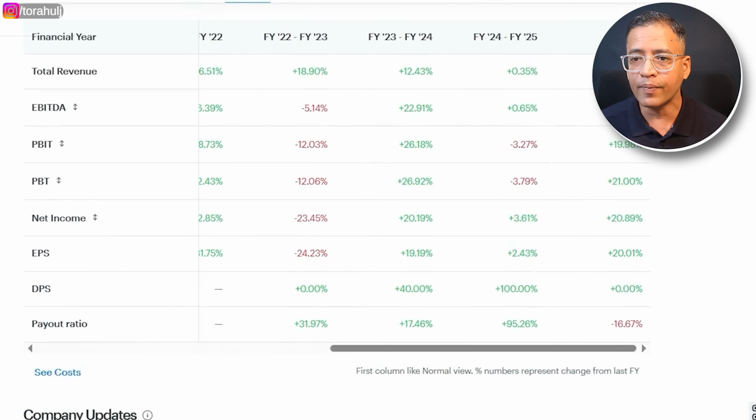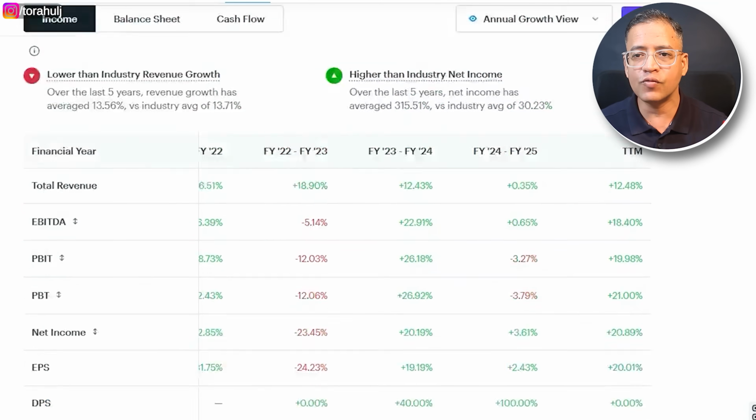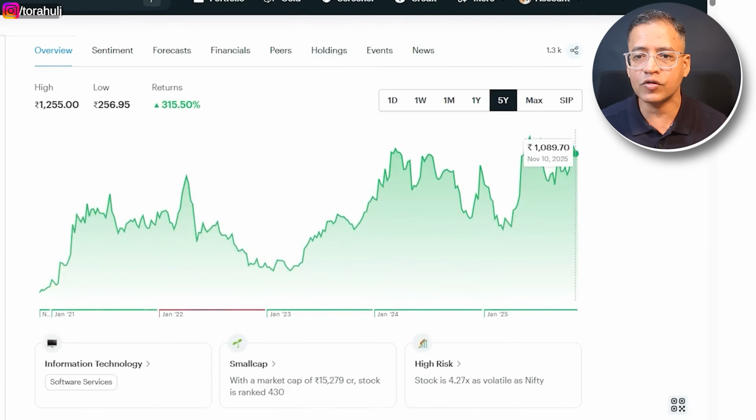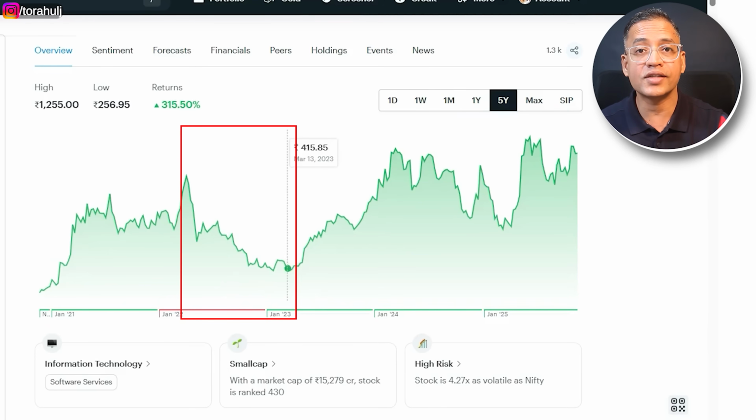What you note here is that FY 2023, the company did not perform well. If you look at the net income, down by almost 23%. Now go back to the price chart and see what happened in 22-23 in terms of the price. Exactly, this is what happened. The stock got hammered down. Why? Because the profit growth rate was not there in FY 2023. Stock was hammered down. This is how you could decide whether you take the entry or exit in a particular stock.